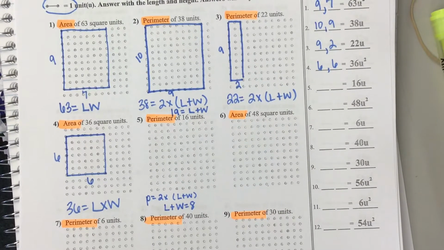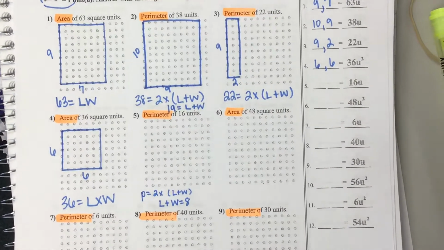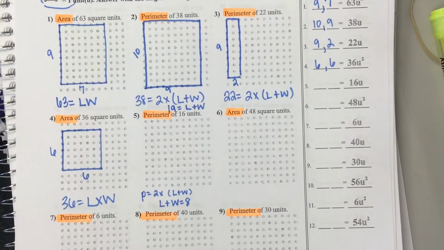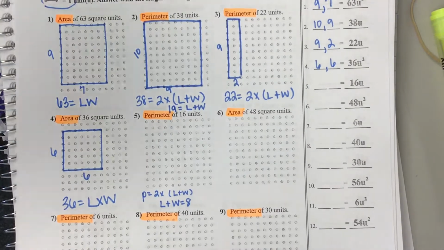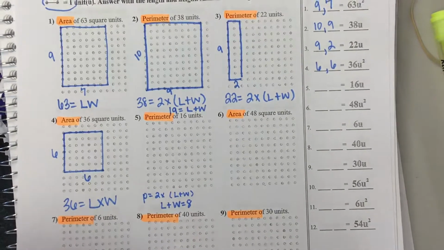What else can I use? My length and width have to add up to 8. Sophie? 7 and 1. Brady? 5 and 3. You pick your favorite one, Jackson, and that's the one we're going to draw. 5 and 3, he says.